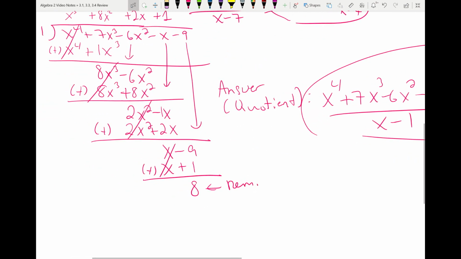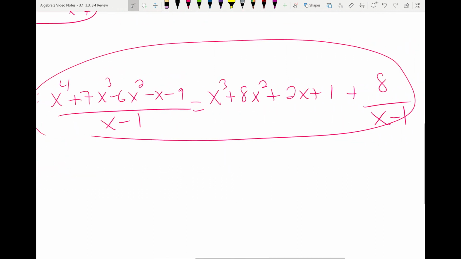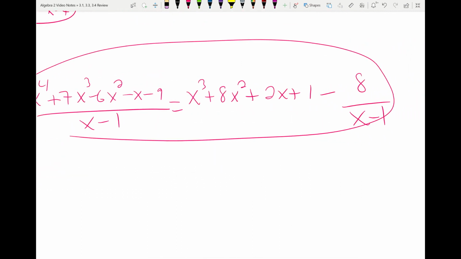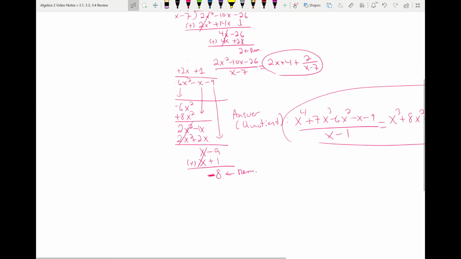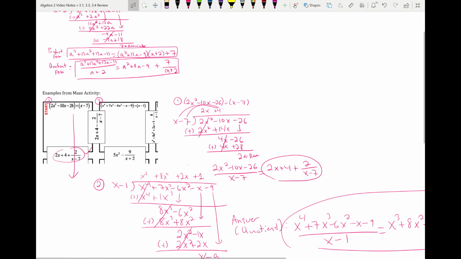Oh, there's something wrong here. This should be a negative 8. I forgot to include that, sorry. So this is a negative 8. So I added those incorrectly. So that should be negative 8 for our remainder. So in that case, this is the answer to that question. So you would travel in that direction for the maze.